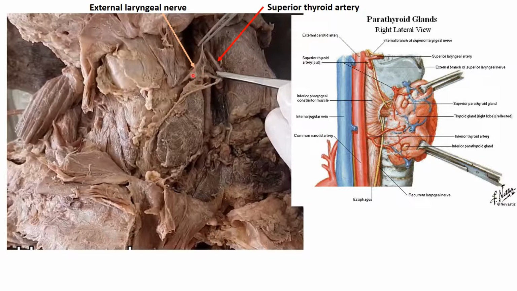As you can see, the external laryngeal nerve goes deep to the apex, deep to the gland, and the superior thyroid artery is superficial to the gland. You can say here these structures diverge from each other. The external laryngeal nerve supplies the muscles over here. The muscles are the cricothyroid and the inferior constrictor of the pharynx, which I will show you later on. So these are the important structures at the upper pole of the thyroid gland: the superior thyroid artery and the external laryngeal nerve. During ligature, during thyroid surgery, we should be careful of the external laryngeal nerve.